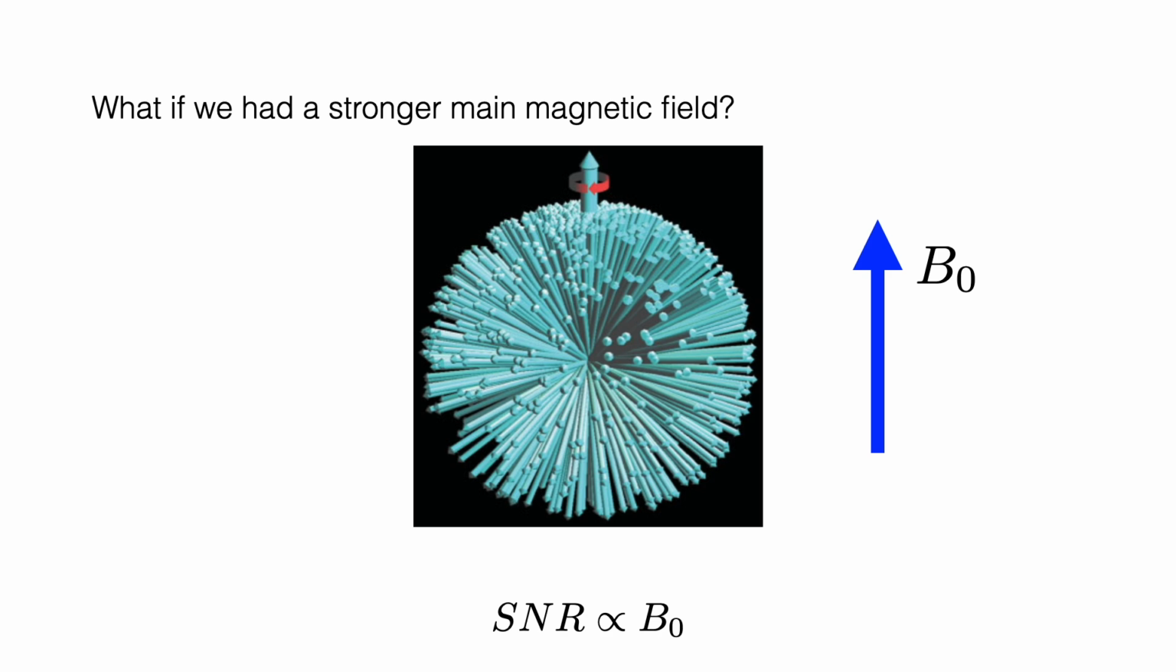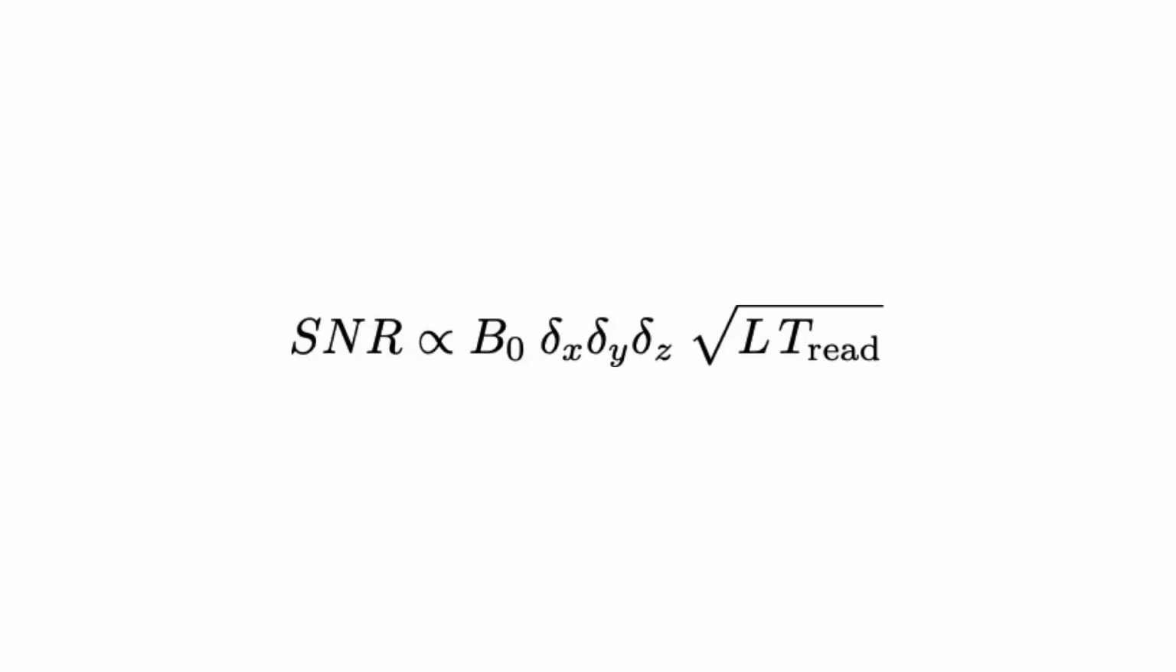Having said that, higher main magnetic fields lead to less uniformity of the main magnetic field across the image, which causes its own issues. So what we've discussed is that the signal-to-noise ratio is proportional to the main magnetic field, the voxel size, and the square root of the number of averages, or the readout time.